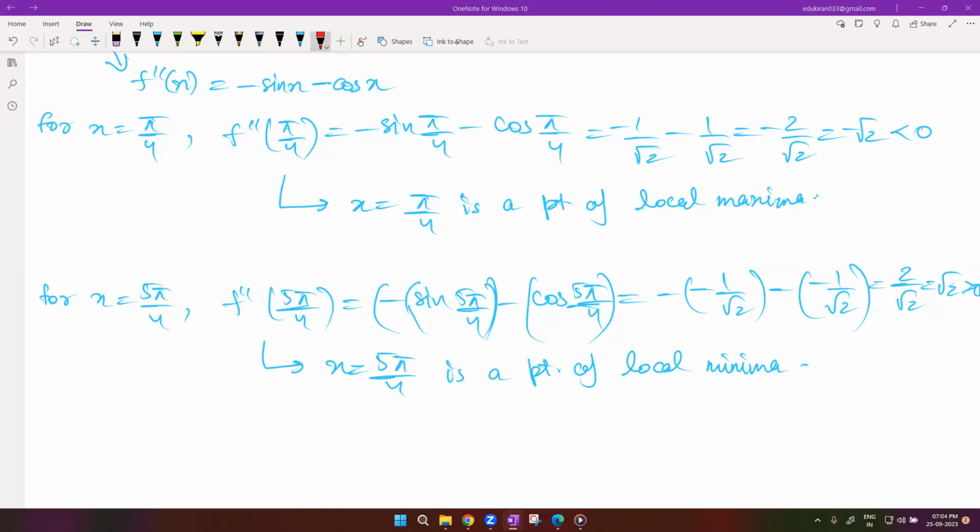Yes, if there is a point of inflection, then the value would come out 0 for the second derivative test. Then we can find out the point of inflection. If f double dash x1 at some point x1 is 0, then we say that x is equal to x1 is a point of inflection.